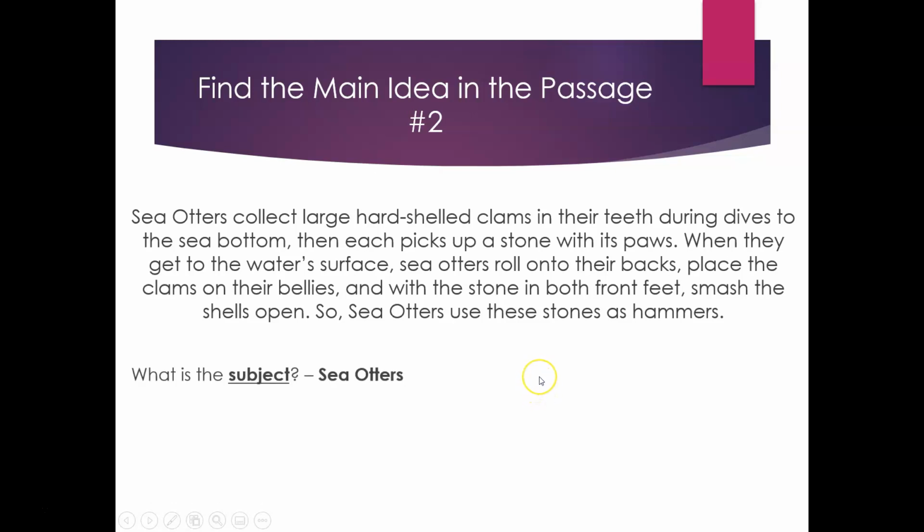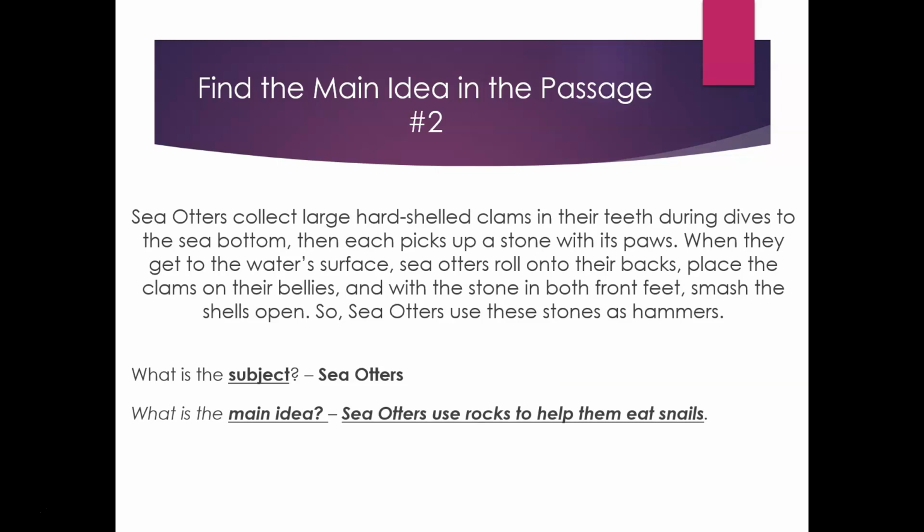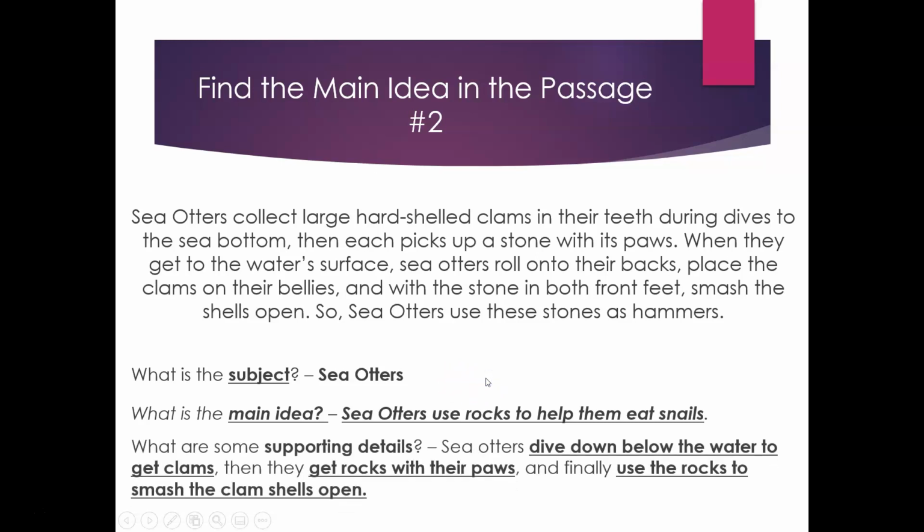What is the subject? It's sea otters, because that's what this text is about. What is the main idea? Well, sea otters eat stuff. They eat clams. And how do they eat those clams? They use rocks to help them eat. What about the details that support our main idea? If we look back in the text, we can see that sea otters dive down below the water to get clams. Then they get rocks with their paws and finally use the rocks to smash the clams open.